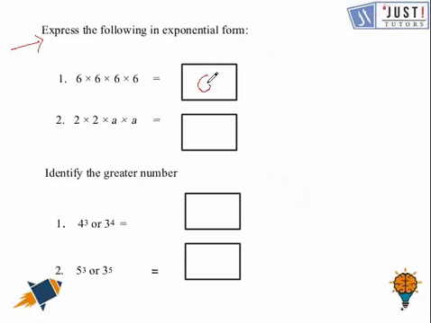So in this question, you need to write it in the exponential form. That means with the exponents. There are four 6's, so the base is 6, and the power is 4. Here 2 to the power 2 and 8 to the power 2. In this question, you need to find out which one is the bigger one. So for the first one, that would be 3 to the power 4, and for the second one, that would be 3 to the power 5.